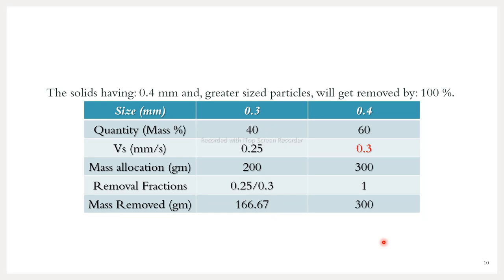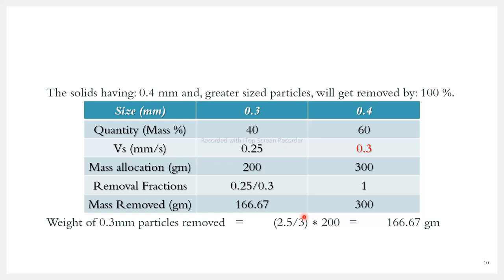For the 0.4 millimeter size particles, as the Vs is greater than or equal to the designated velocity, they will be removed by 100%. So 1 into 300 is 300. 200 into this fraction is this one. So this is the total mass that will get removed. Yes, I hope you understand that. It is 83.33%, so if you multiply it by 200, it will be something like this.